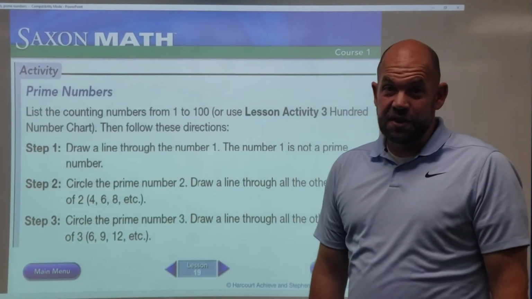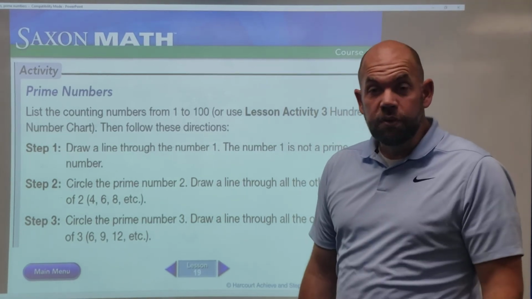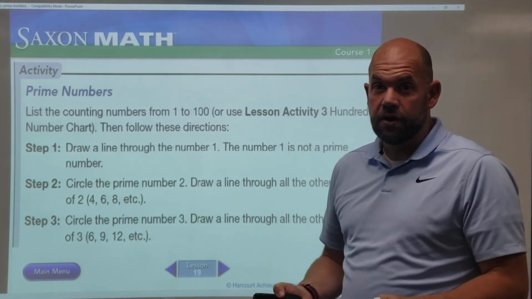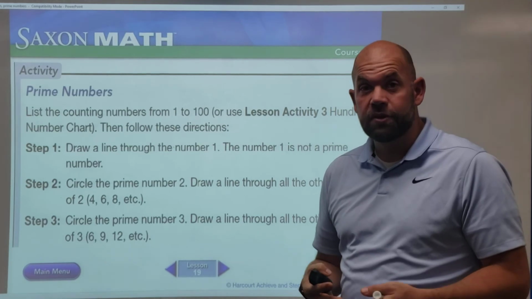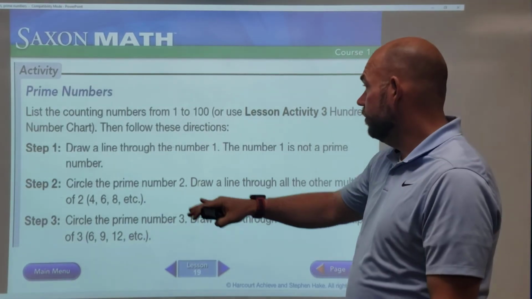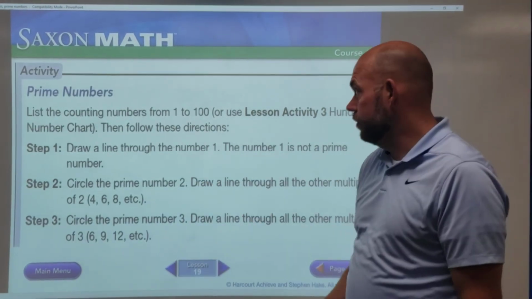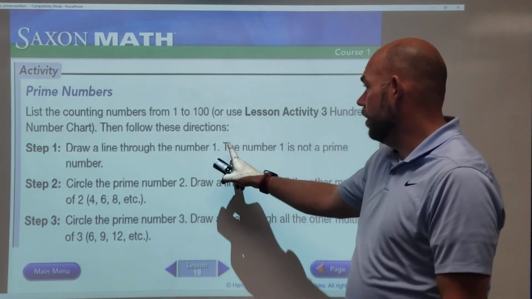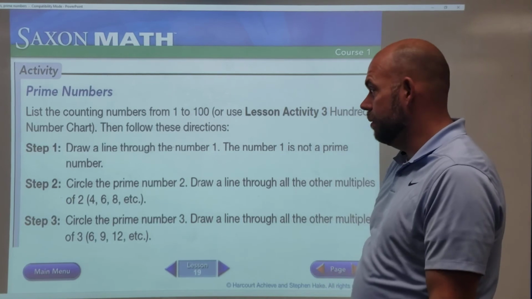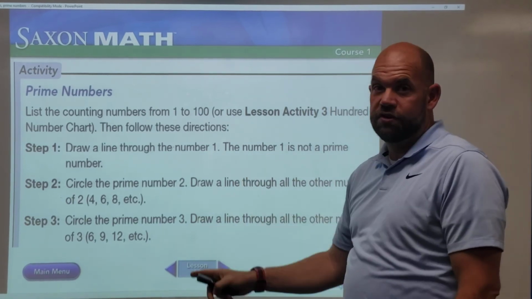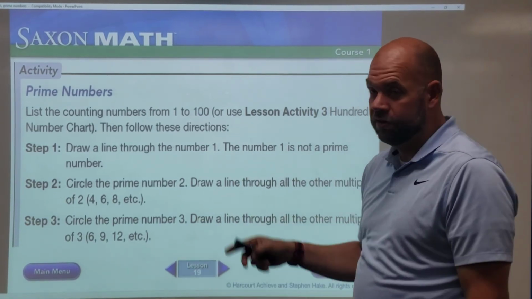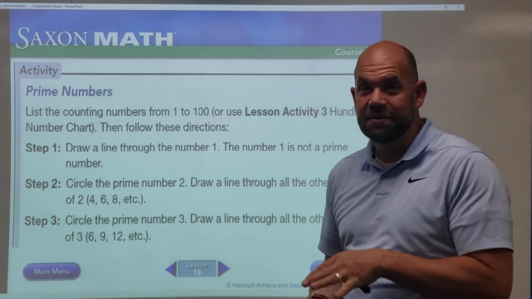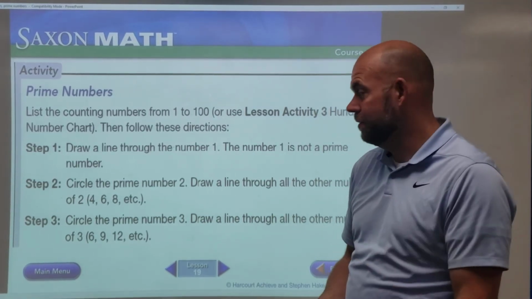This is an activity you can do. It's going to take you a little while, but if you do it, you can put this sheet in your binder and have a list of all the prime numbers. So this isn't a bad idea. Just list out all the numbers from 1 to 100, and then like we just did, you can start crossing things out. So you draw a line through number 1 because it's not prime. Then you draw a line through number 2 and any even number. So you're going to eliminate half of the 100 numbers right there, all even numbers.